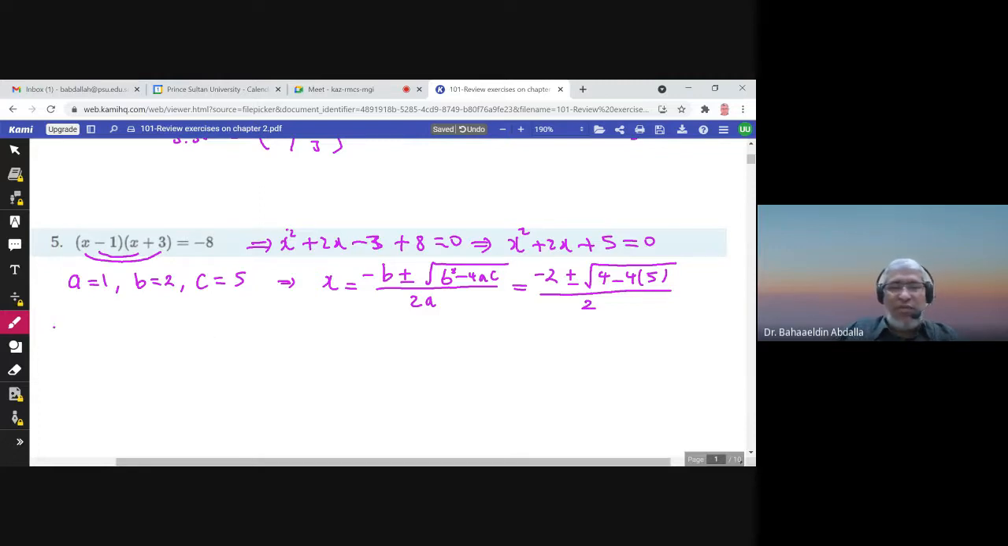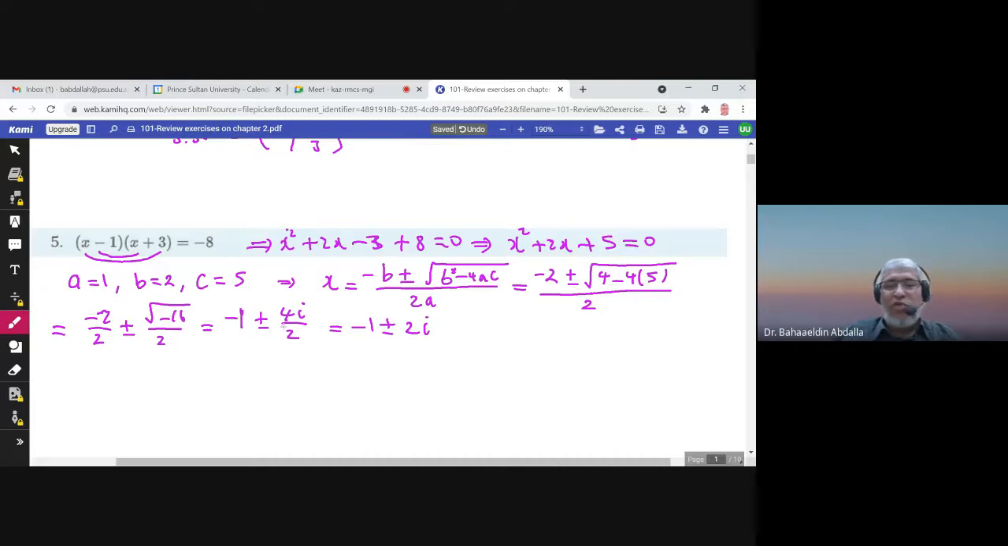So I have -2 over 2, let me write it like this, plus or minus square root of, this is 4 minus 20, so this is -16 over 2. So in fact, this is -1 plus or minus. Square root of -16 is not real. Actually, it is 4i over 2. So the answer is 2i.